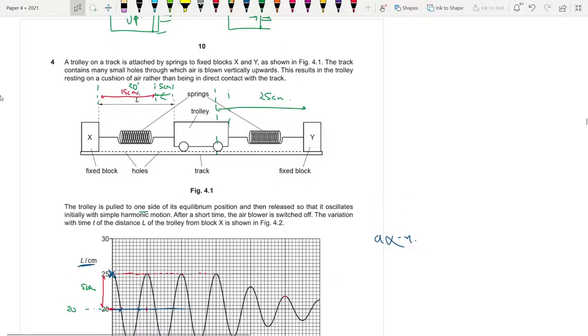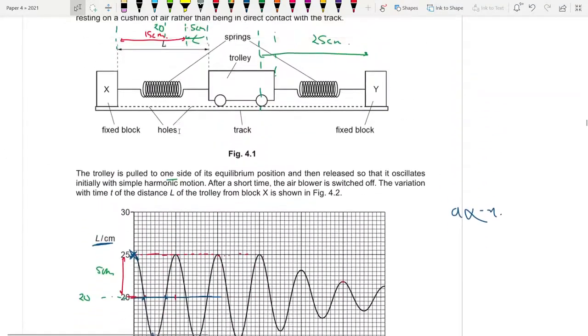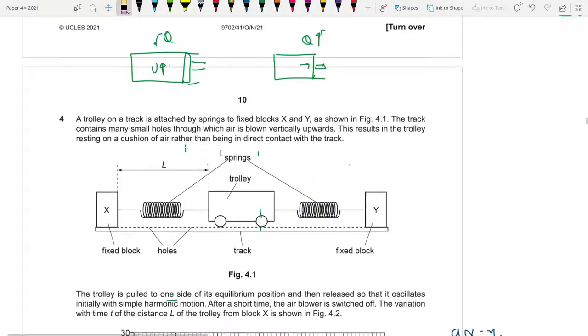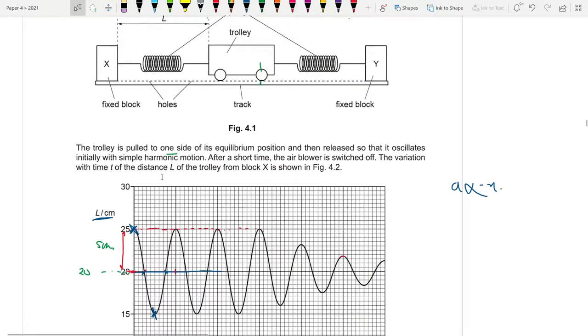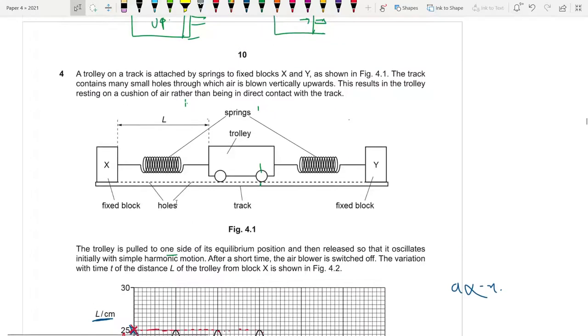Let's see. So, this figure, right? I assumed one thing in the beginning. That assumption was actually wrong. Okay, so the first thing that we're learning is you cannot make assumptions in physics. What does L represent? It's actually the variation with time t of the distance L of the trolley from block X. So it was 20 initially, right? But what happened? At time 0, we pulled it to 25. So this was 20 initially, but at time 0, we actually made it 25. Do you understand? We added 5 centimeter to it. The total is 25 cm.